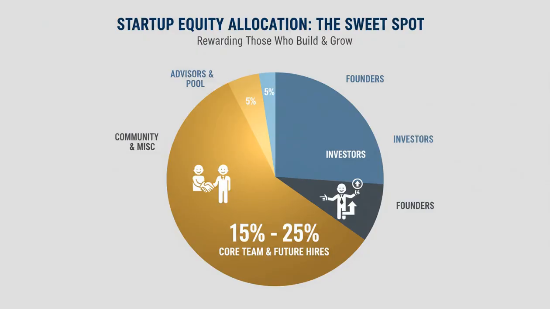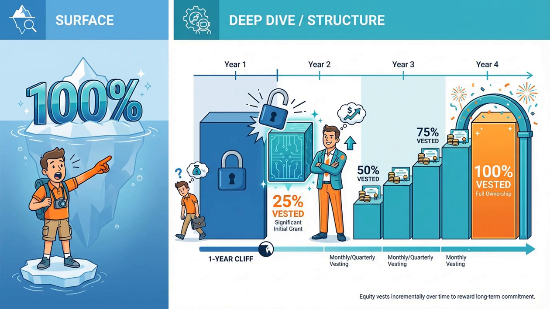So let's talk about the first and maybe most personal slice of the pie, the team and founder allocation. What I typically see and what I advise is somewhere in the 15 to 25% range. This seems to be the sweet spot that rewards the core builders without looking extractive. But the percentage is only half the story. The real signal, the part that separates the tourists from the true believers, is the vesting schedule. The gold standard here is a 4-year vest with a 1-year cliff.